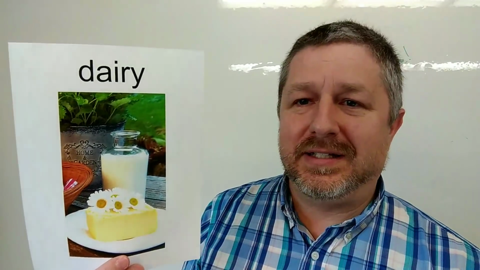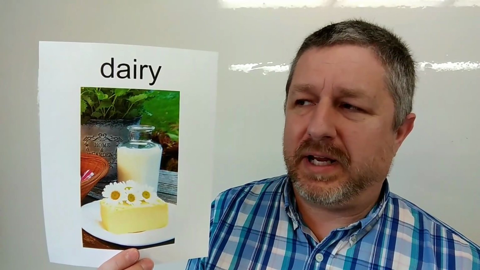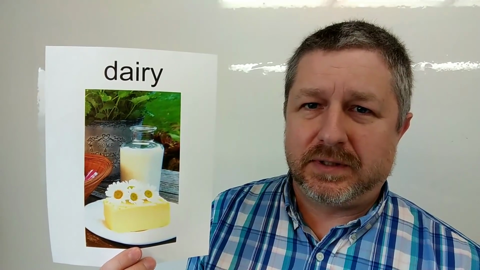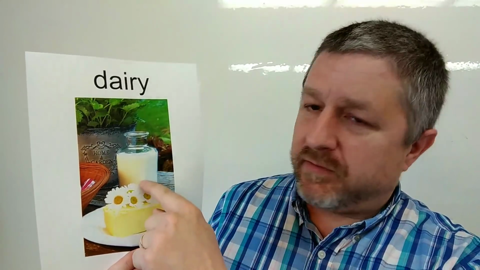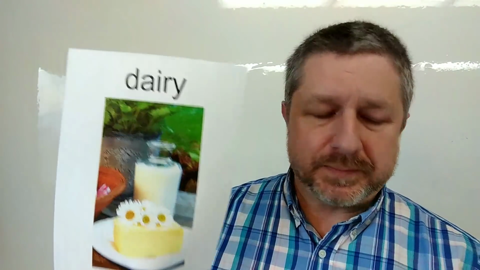Let's see here. Oh, and then dairy. So dairy is anything made from cow's milk, goat's milk, or sheep's milk. So we have cheese, we have milk, you have things like yogurt, and things like ice cream.